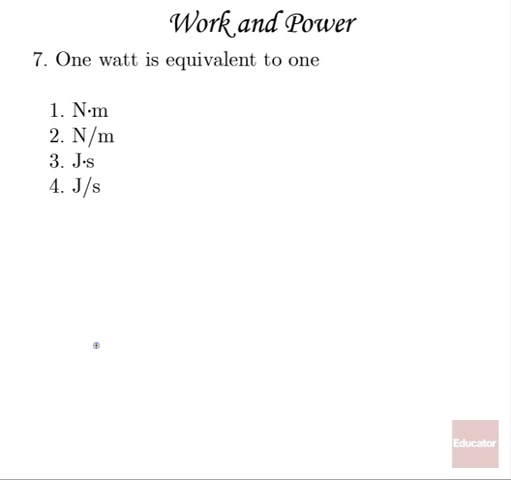Number 7, 1 watt is equivalent to 1. Well, a watt is a unit of power, which is work divided by time, and units of work are joules per second. So a joule per second is 1 watt.